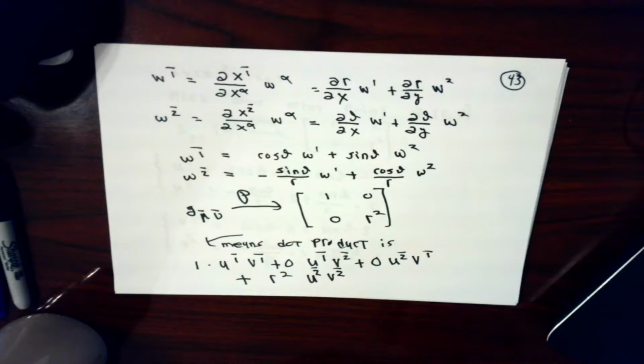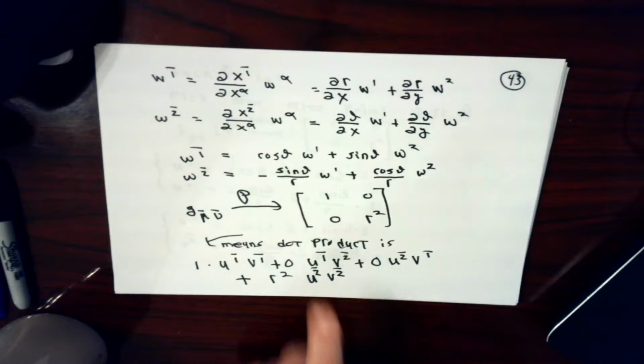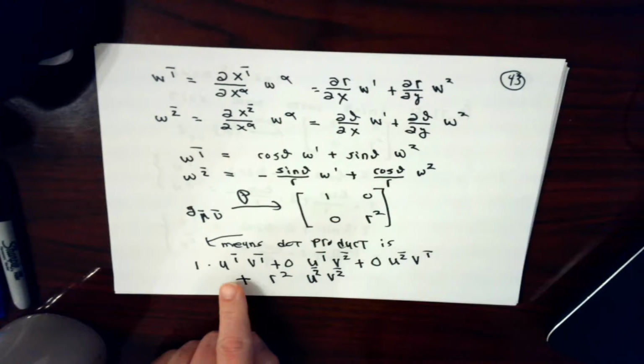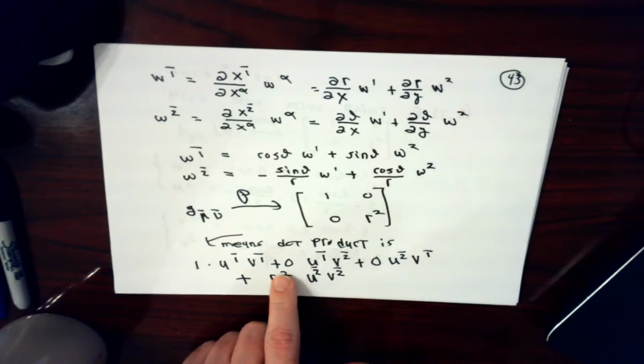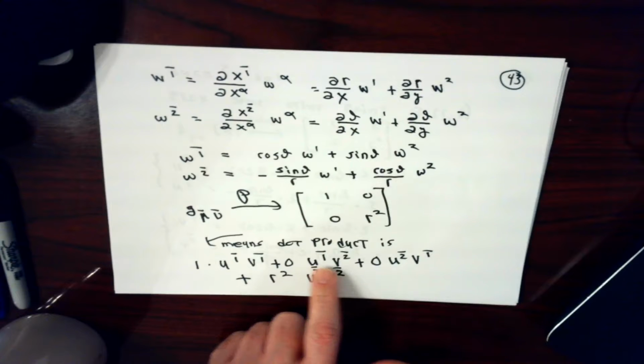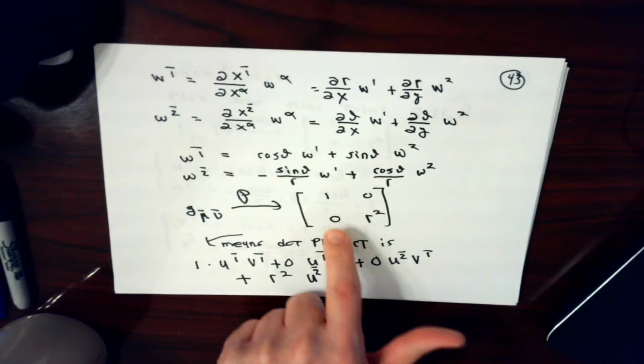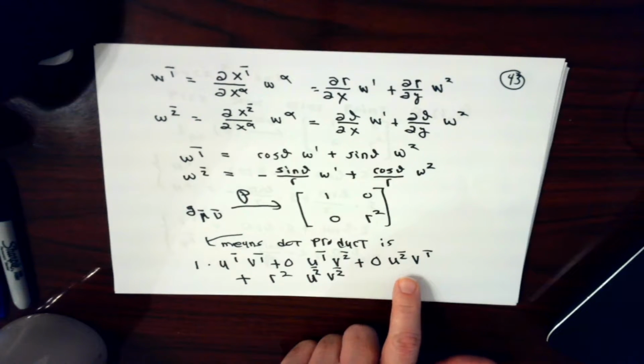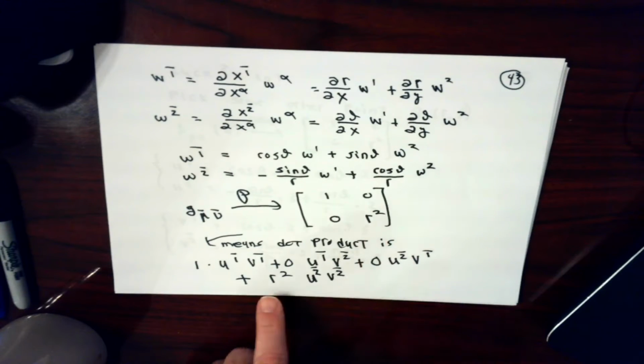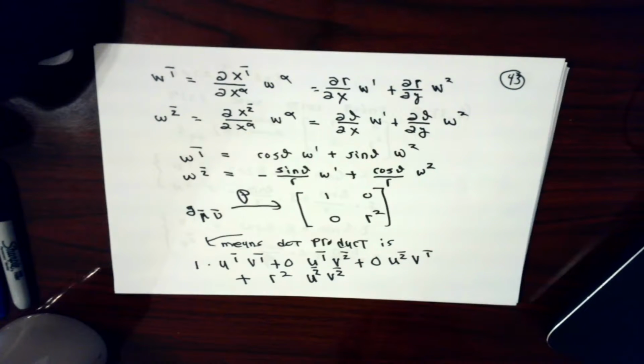The metric in polar coordinates has components 1, 0, 0, r squared, meaning that the way I calculate the dot product is 1 times the product of the r components plus 0 times the r component of u times the theta component of v plus 0 times the theta component of u times the r component of v plus r squared times the product of the theta components of u and v.